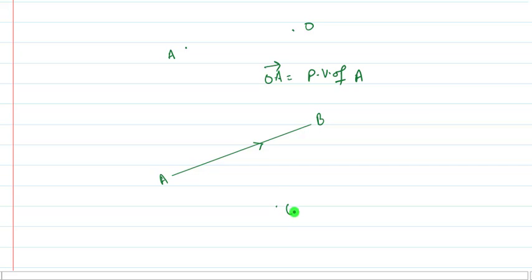So let me take one point O over here, and as I just told you, OA is the position vector of point A and OB is the position vector of point B. For that, let me join OA and OB. So, OA is the position vector of point A. Let us name it as vector A. And OB is the position vector of point B, and let us name it as vector B.